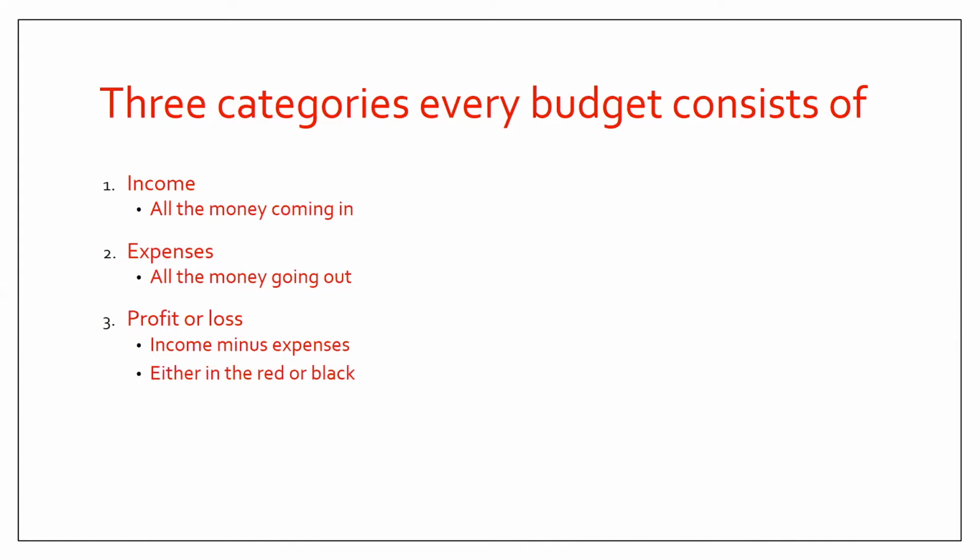And in the end, you will either be in the red or the black. Black is good. That means your income was more than your expenses. Red is the opposite.